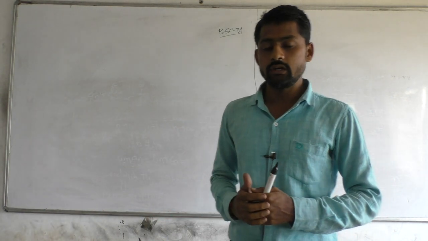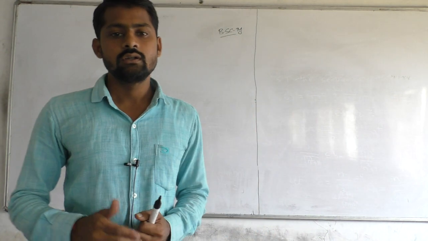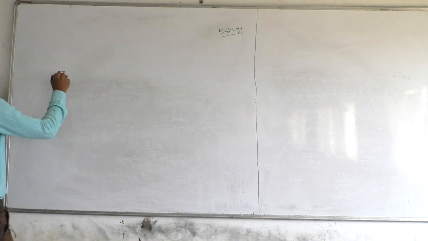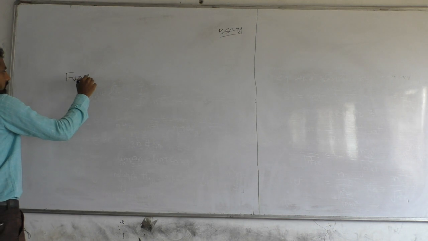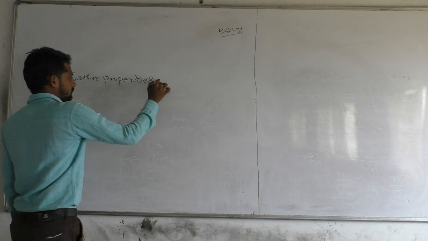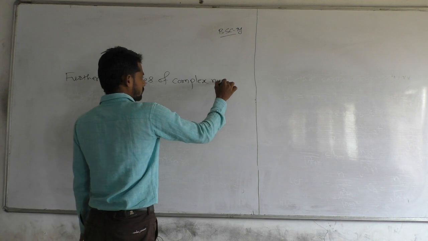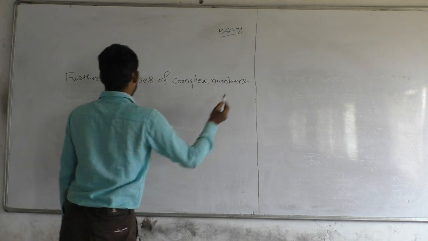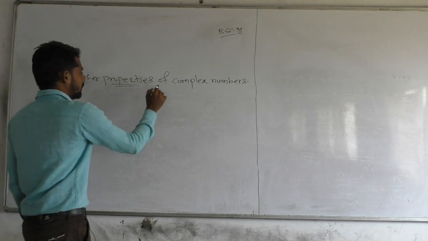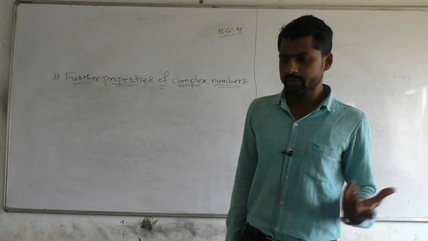Yesterday we have discussed some properties of the complex number. Now today we are going to discuss some further properties, additional properties of the complex number. Further properties of the complex number system, that is the complex field. Yesterday we discussed that the complex numbers form a field.